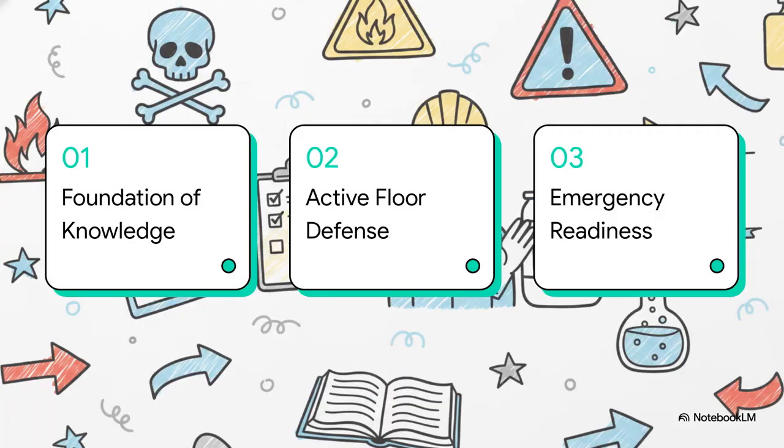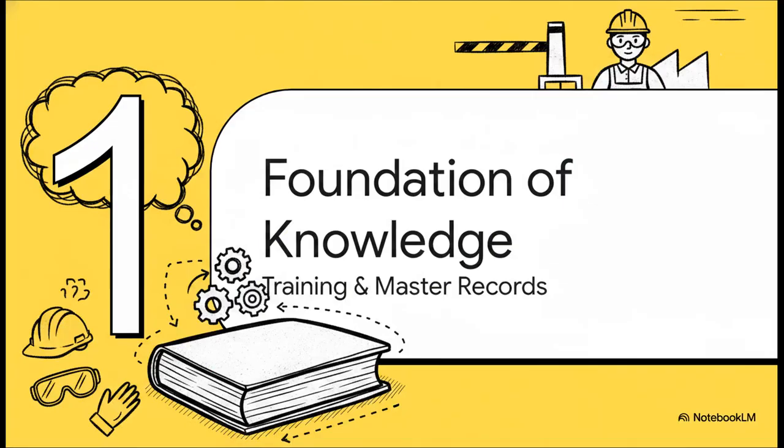So, to make sure we're all on the same page, we're going to break this explainer down into three main parts. First, we'll cover the foundation of knowledge. Then we'll look at active floor defense. And finally, we'll wrap up with physical protection and emergency readiness. Let's kick things off with Section 1, the foundation of knowledge, which focuses on training and master records. We're going to see how our chain of safety builds, starting with the absolute prerequisites required before anyone even steps onto the active floor. Because really, this is where safety actually begins.